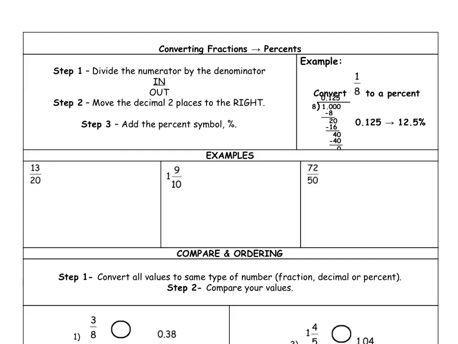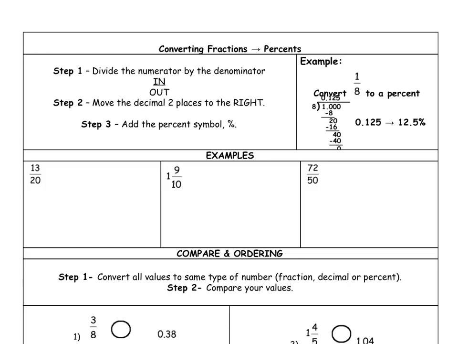So the example is 1/8. I want to do 1/8 to a percent. Well, first of all, I have to divide the numerator by the denominator. Well, 8 into 1 is going to give you 125 thousandths. So you take the 125 thousandths, then move my decimal to the right 2 places. So then I get 12.5%.